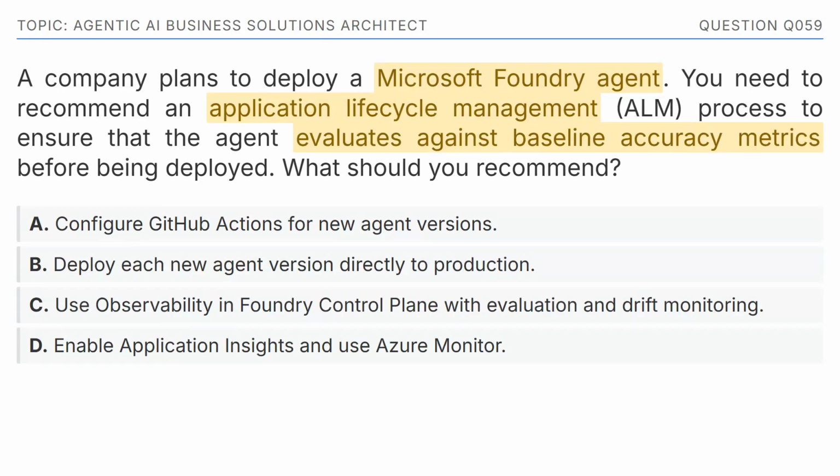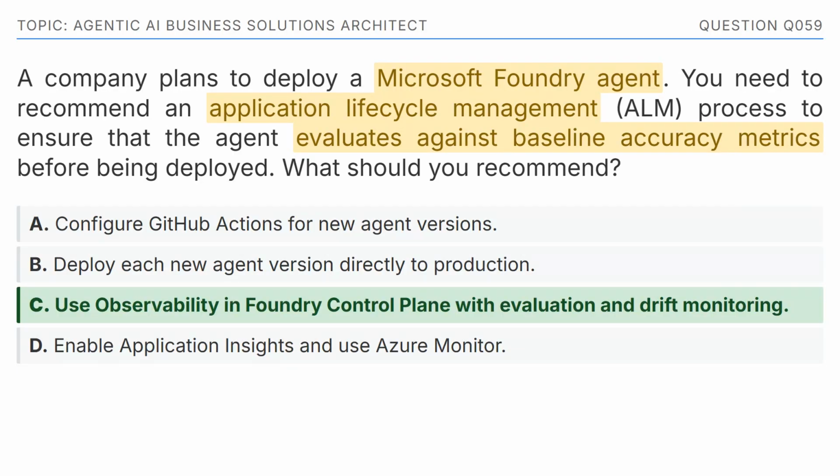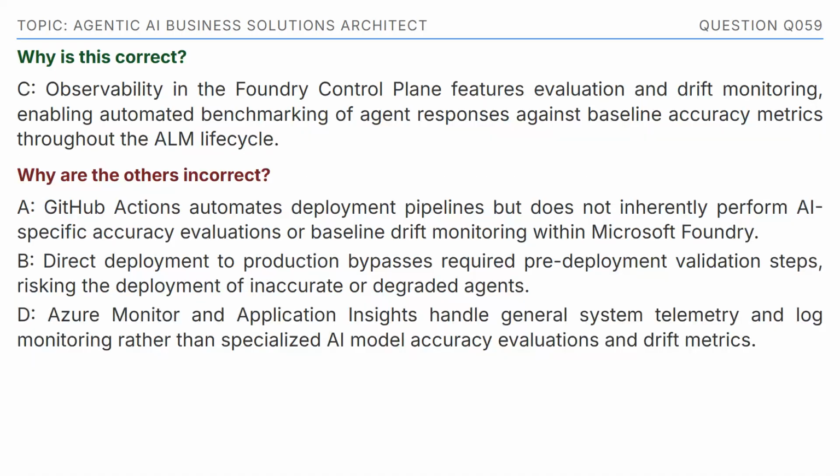To arrive at the correct answer, we focus on the keywords Microsoft Foundry Agent, Application Lifecycle Management, evaluates against baseline accuracy metrics. The correct answer is option C, use observability in Foundry control plane with evaluation and drift monitoring. Why is this correct? C.